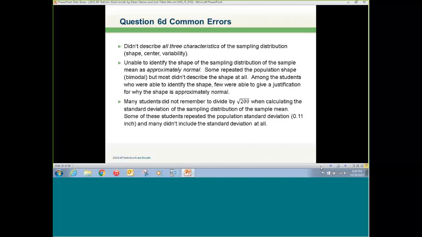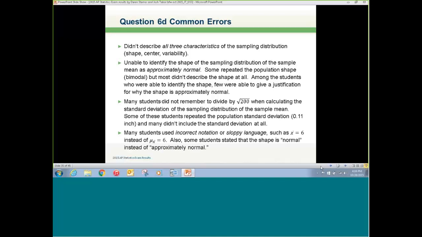A very, very common error was that many students did not remember to divide by the square root of 200 when calculating the standard deviation of the sampling distribution of the sample mean. It's not a surprise to me because my own students make this error when I give them cumulative tests, and I've seen it before on the AP exam. It's a very, very common error. Some of the students just repeated the population standard deviation. Many didn't include the standard deviation at all.